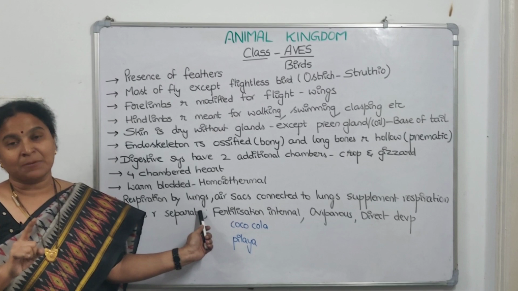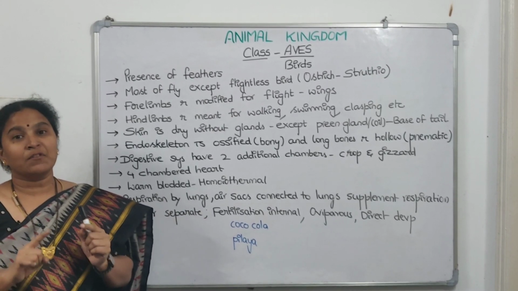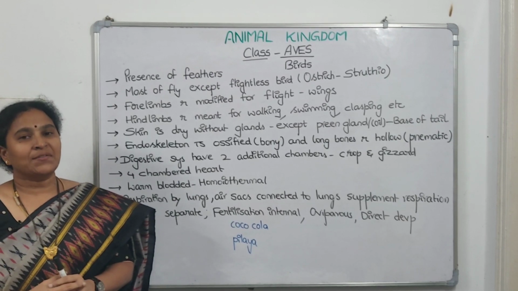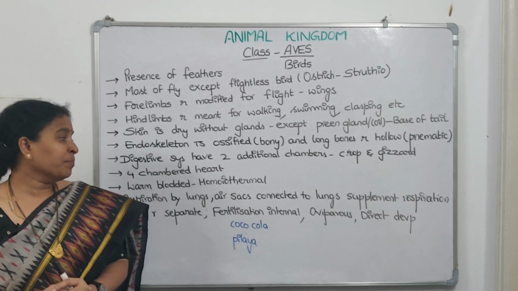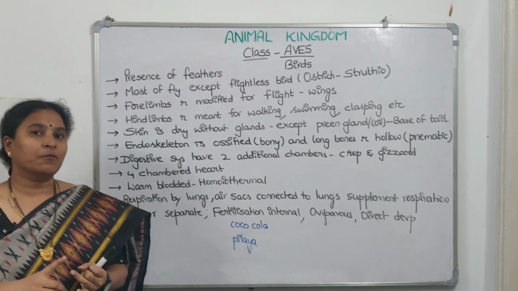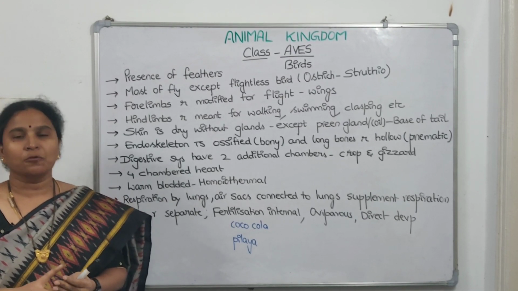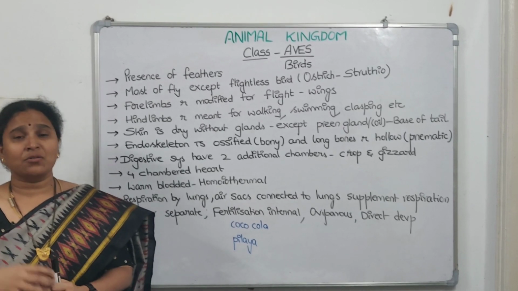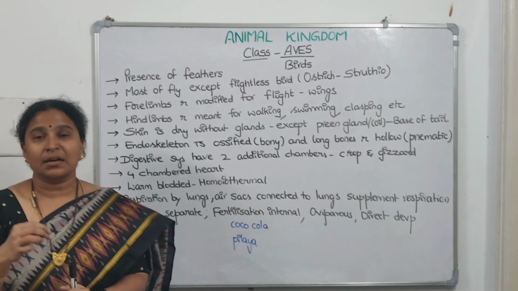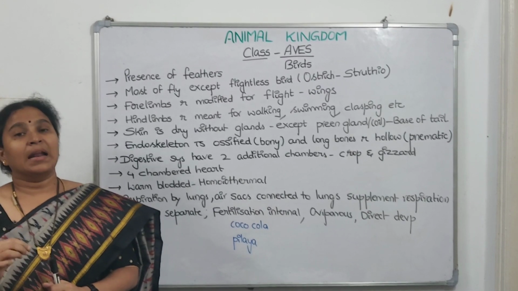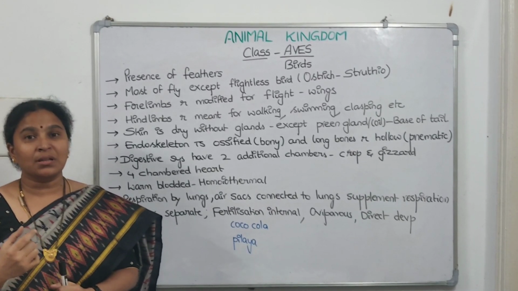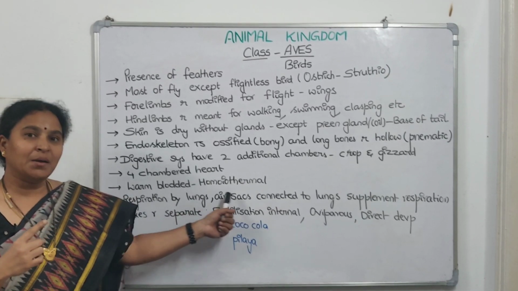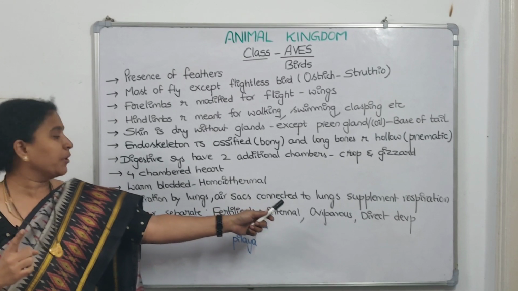Respiration is by lungs. And air sacs are also there which are connected to lungs, which help supplement respiration in flying. I've seen one question where they are asking whether air sacs are connected to lungs, alveoli, trachea or pharynx. You should be very keen that air sacs are connected to alveoli, to the lungs. Lungs do the main respiration, supplemented by air sacs which are connected to lungs. Keep this point in mind.